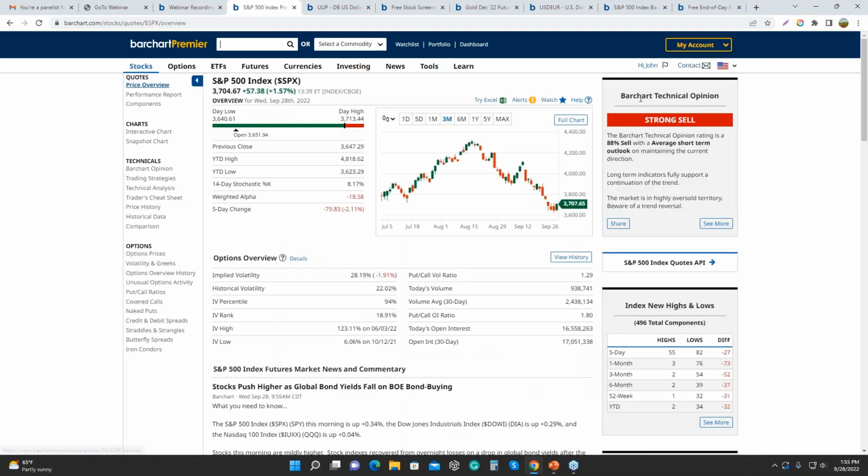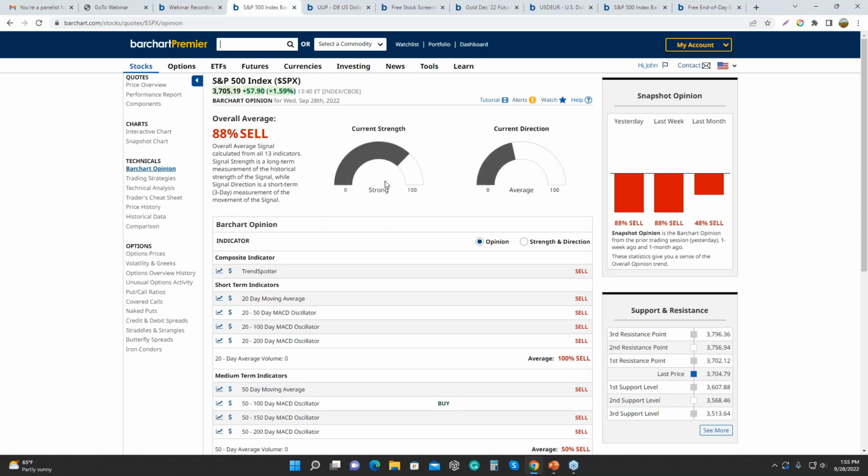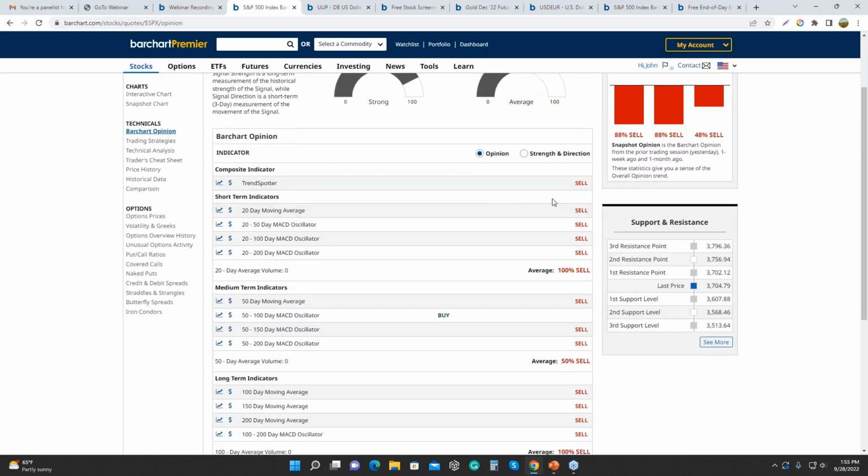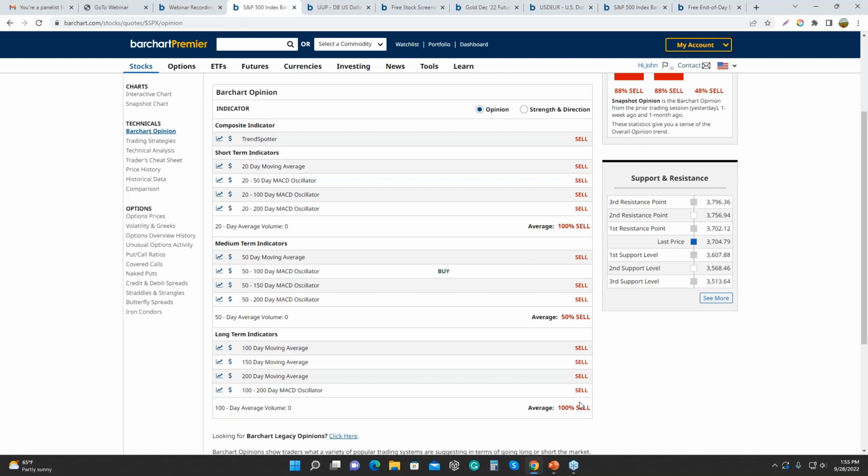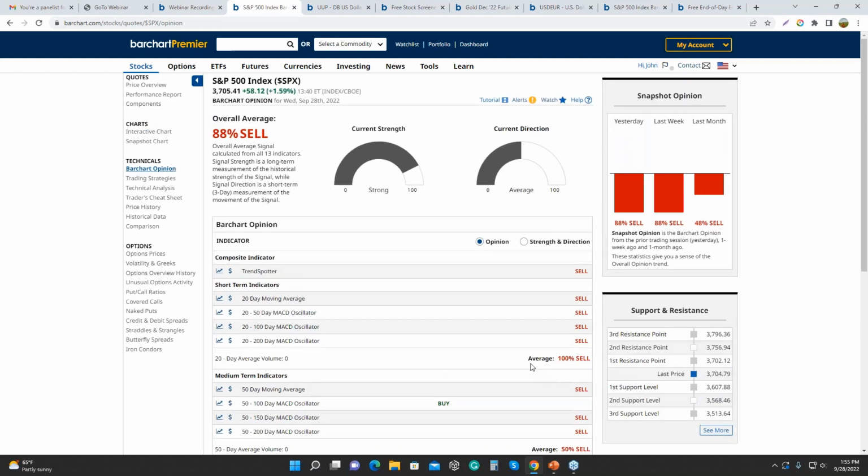All right, so what is the overall opinion? Well, the overall opinion is strong, so a strong trend. And if we go into our opinion, how many of them are sell signals? Of the 13, 12 out of 13 is strong. So you asked about the direction momentum not making sense. Well, we have an average direction.